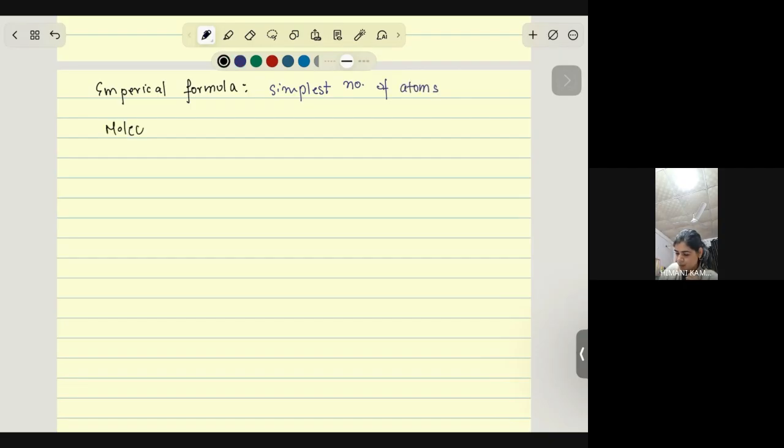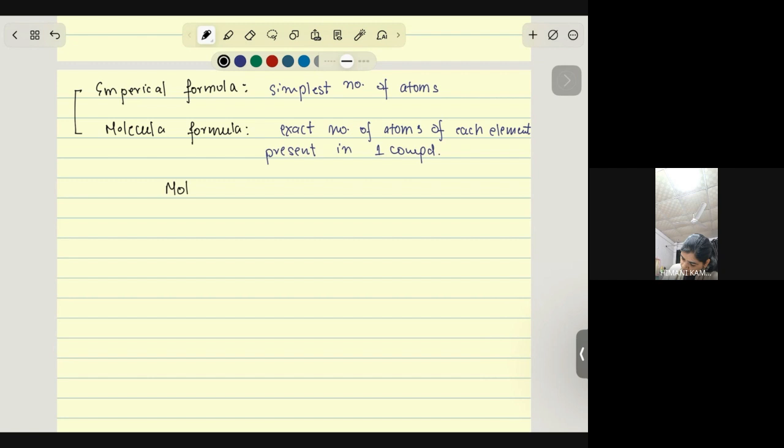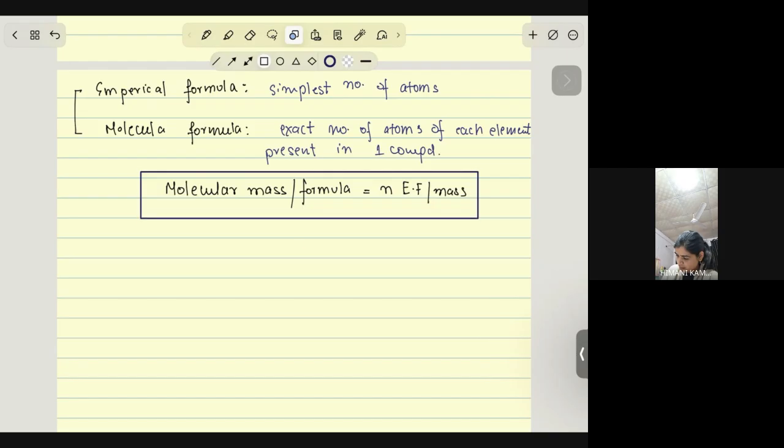And molecular formula tells about the exact number of atoms of each element present in one molecule or one compound. So we have one formula: molar mass, or molecular formula mass, is equal to n times the empirical formula mass. This is the relationship between empirical formula and molecular formula.